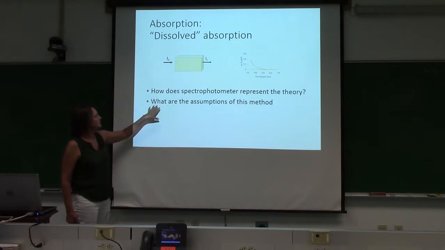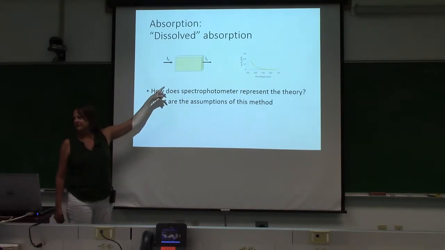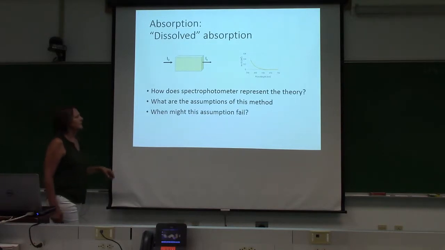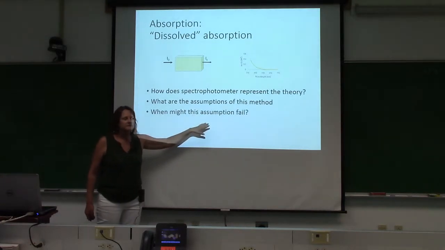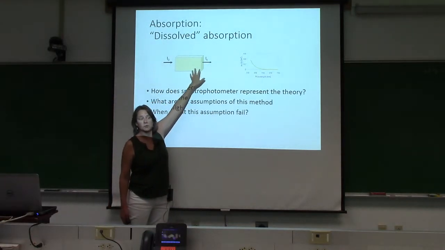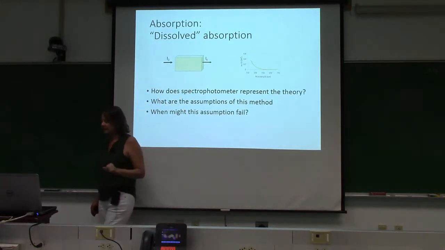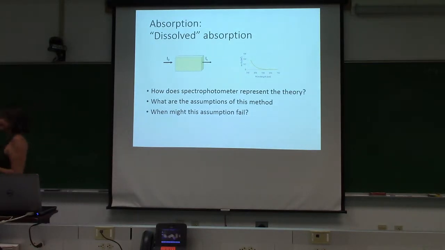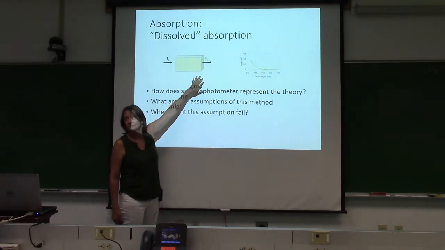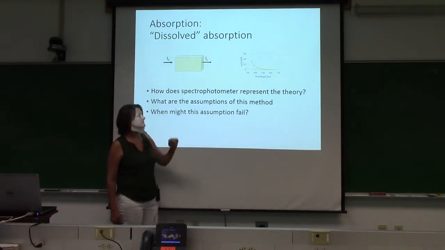Okay, so what are the other assumptions? Did we say scattering? We assume that there's no scattering, right? This assumption might fail if you have too much CDOM or too long of a path length. It might fail if you have particles that scatter light. It might fail if the scattering is not collected, whatever scattering is occurring.